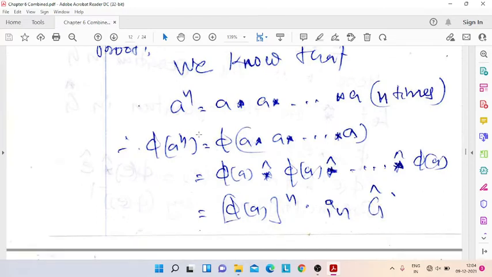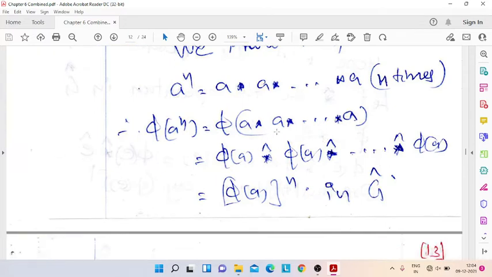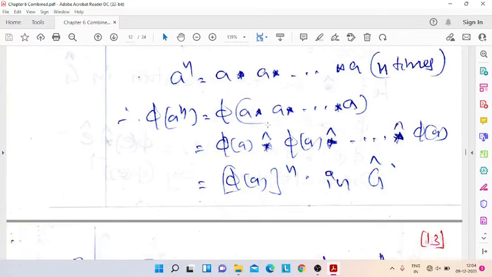We take phi of a raised to n. Once again, I repeat that n is positive here. So this a raised to n can be written as a star a star a star, n times. So inside phi, inside the bracket, a star a star a star, n times. Then that can be split to get phi a star cap phi a star cap, etc. Since phi is an isomorphism, it splits this expression into phi a star cap phi a star cap, etc.